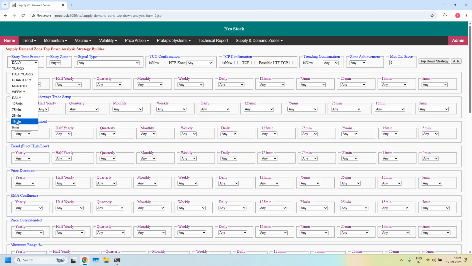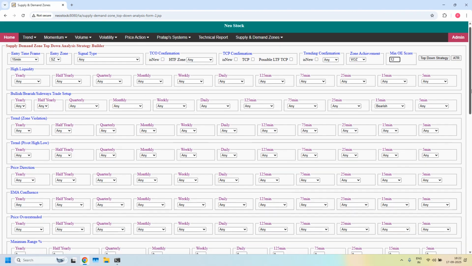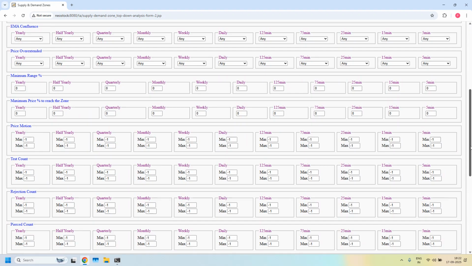Next, let us look into bearish trade setup for daily income trade. Entry time frame 15 minutes. Entry zone is supply zone, bullish or bearish. At 15 minutes, I am selecting bearish. Zone achievement violated opposing zone, minimum odd enhance score 12, and also 15 minutes supply zone should not be pierced. So in the pierced count, at 15 minutes time frame, I am setting minimum value 0, maximum value 0.